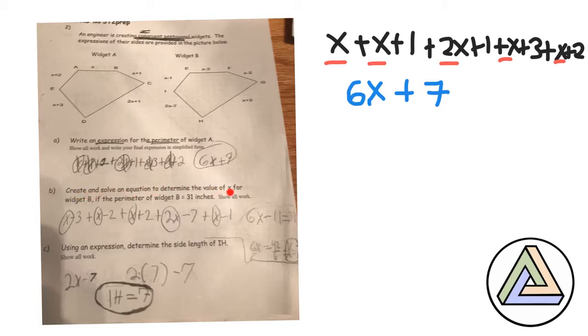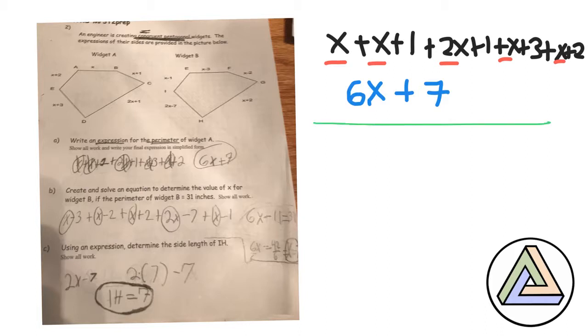Create and solve an equation to determine the value of x for widget B if the perimeter of widget B is 31. All right, so they're giving us the perimeter for widget B, which will enable us to solve the equation. So the first thing I would do with widget B is write down the expression on the left-hand side of the equal sign of all of this added together and set that equal to 31. So I'm going to do that right now.